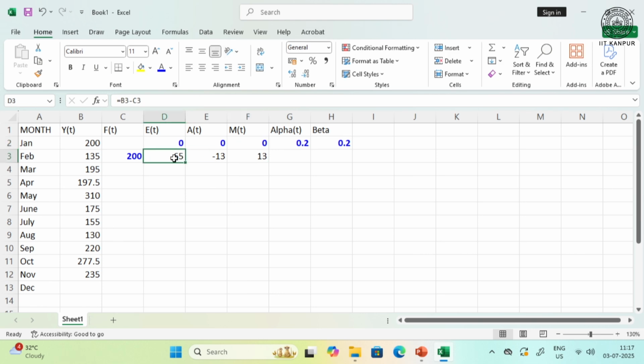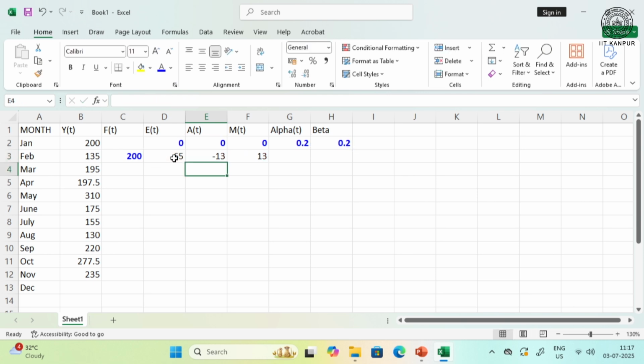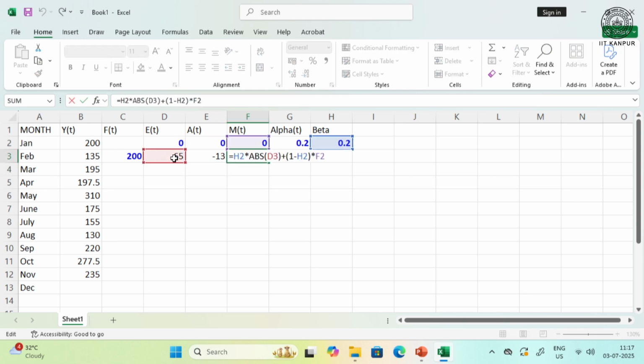So in this formula, beta remains fixed. This error is done in this formula. Beta, which is in H2, is fixed. This place is not changing. So it is dollar signs for this, dollar signs for this. And if I go back, it is dollar signs for this one, for the H2 value.